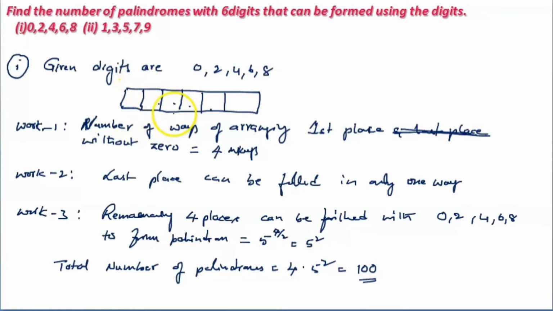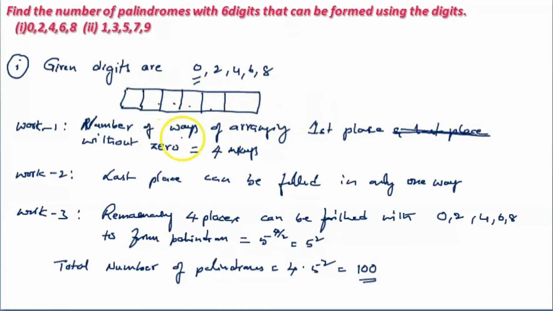So why are we doing work 1, work 2? Why can't we write it directly? Since 0 is there, with 0 we can't form a 6-digit number. If 0 is placed here, it will not be considered a 6-digit number. It becomes a 5-digit number.